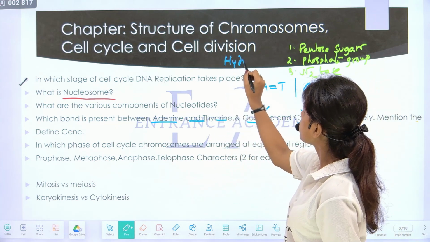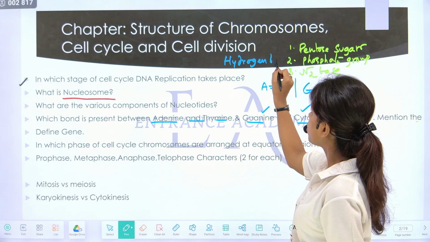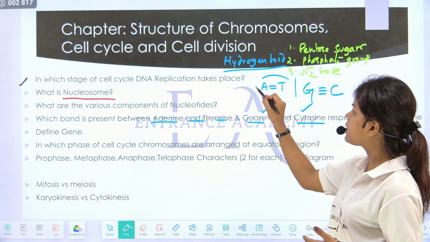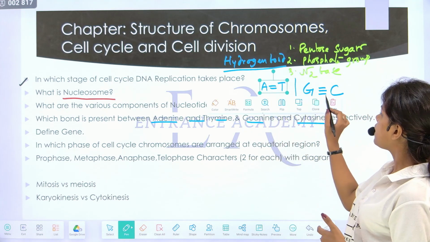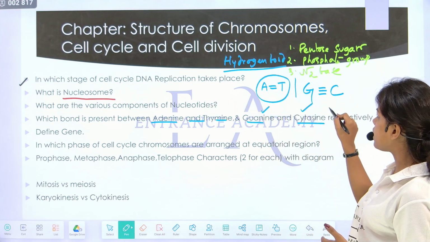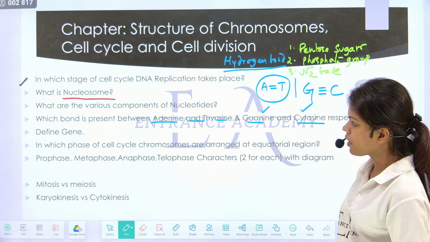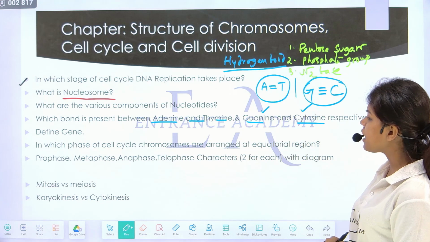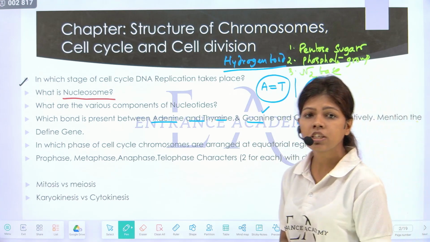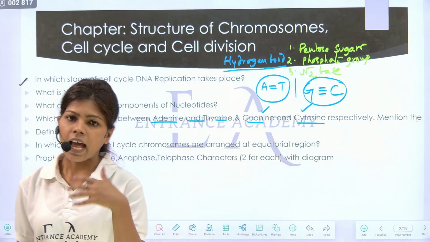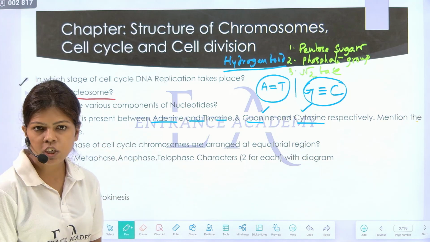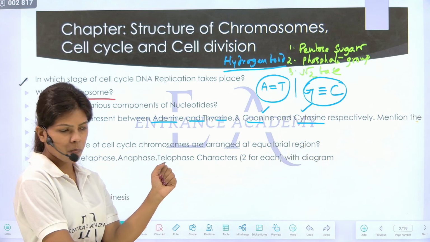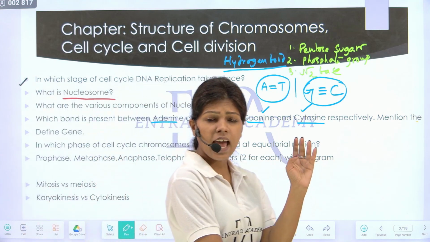So if the question asks which bond is present between these, the answer will be hydrogen bond. And if the number is asked, the bond present between adenine and thymine is 2 hydrogen bonds, and between guanine and cytosine there are 3 hydrogen bonds. Next, in which stage of cell cycle are chromosomes arranged at the equatorial region?